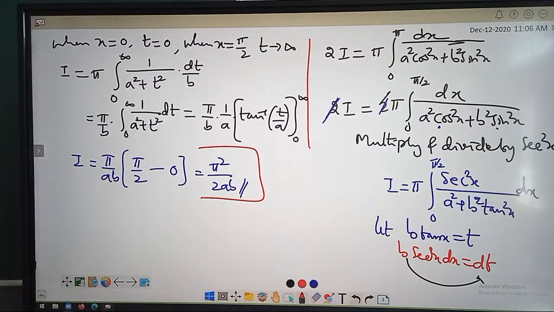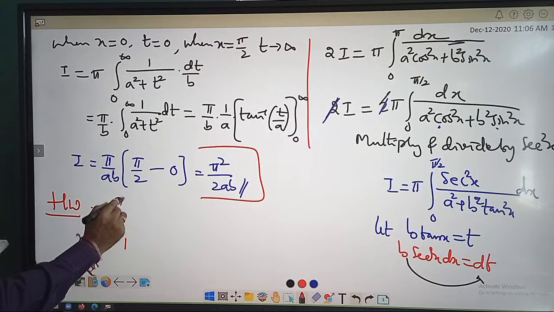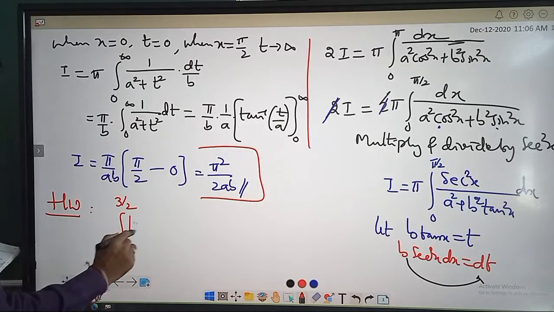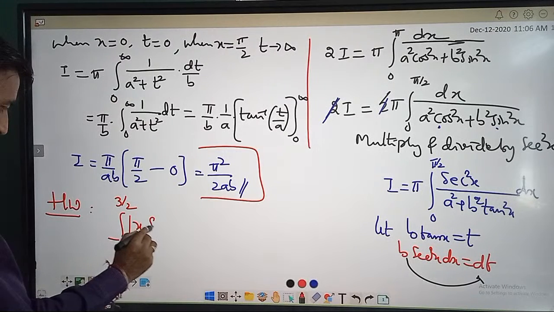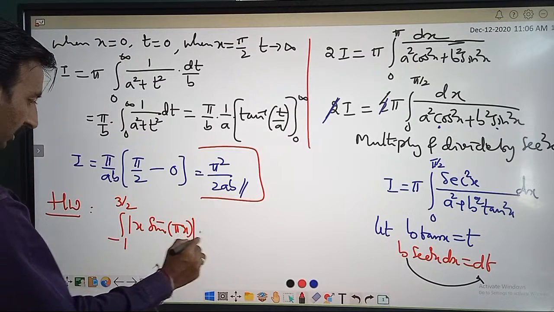Time, I think. One problem I will give as homework, and you try this. If you want, you can try the homework problem. This is the integral from minus 1 to 3 by 2 of modulus of x into sin pi x, modulus complete, dx.